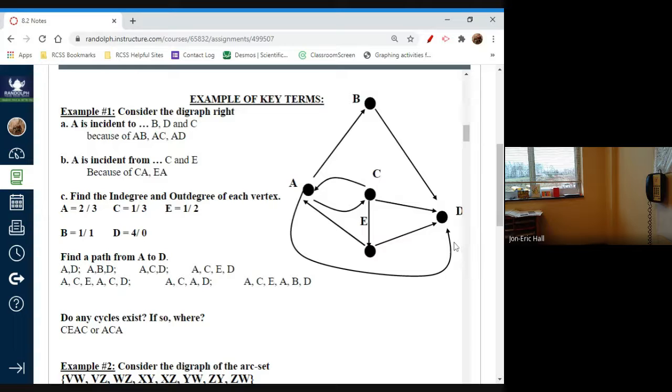So there's definitely a path. However, there's not a circuit that hits all of them. It doesn't ask for a Euler circuit. It just says, is there a circuit? There are. We can go C to E, E to A, to C. That's a circuit. It's just not hitting everything, right? We could go A to C, C to A. That's a circuit. We're just not hitting everything. Okay? Does that make sense? Or a cycle. Cycle, circuit, same thing.